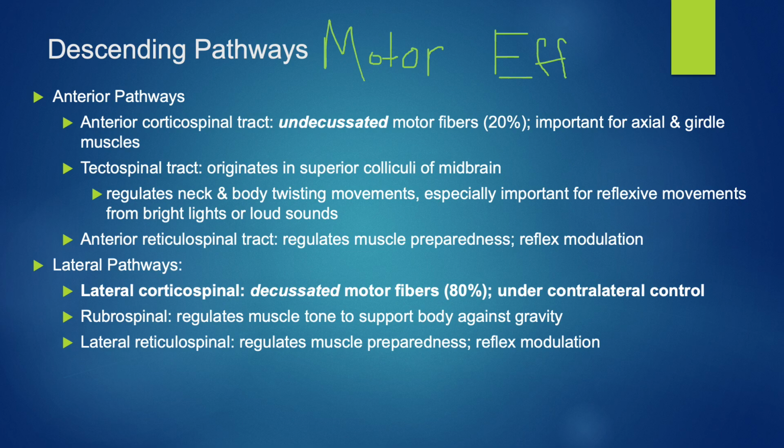And then our lateral pathways, we have the lateral corticospinal tract. That's the major one that we think of as being the corticospinal tract. And that's the decussated motor fibers, 80% under contralateral control. So that means that the left motor strip controls your right leg, your right hand, etc. And then the rubrospinal and lateral reticulospinal, again, contribute to the indirect activation pathway to give us precision of movement, whereas the corticospinal tract is all about speed. Get it done.